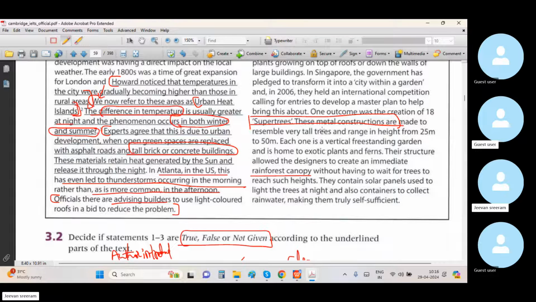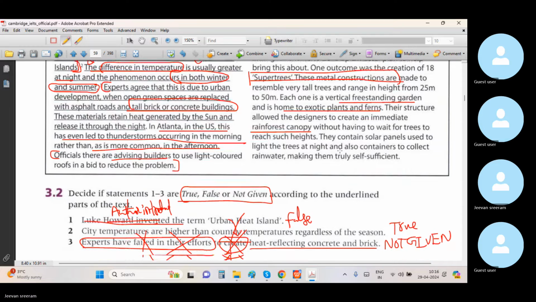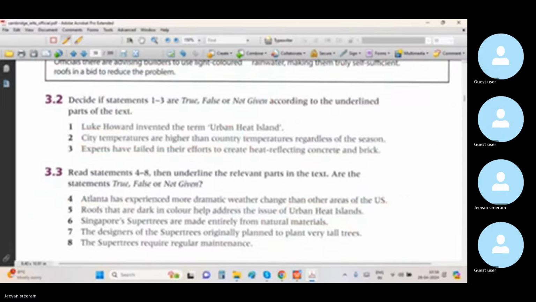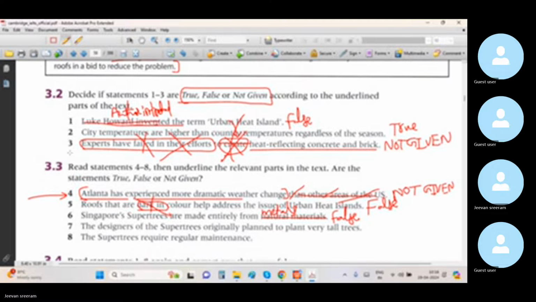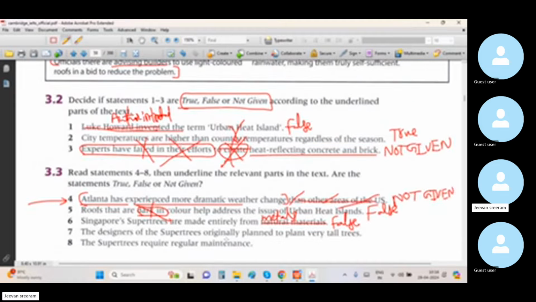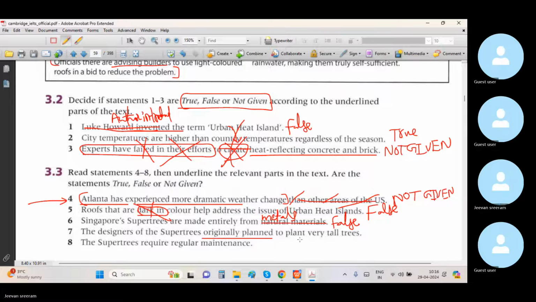In that metal construction, they have allowed some garden to grow. Within the metal constructions, there is a chance to grow exotic plants and ferns, not trees. It's a big metallic tree in which there is the option to grow exotic plants and ferns. Next, the designers of the super trees originally planned to plant very tall trees. Originally means at first, initially.